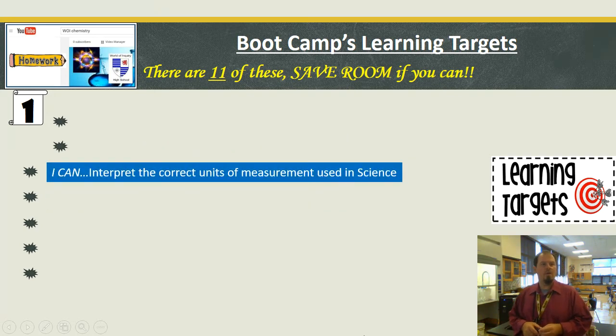Second one, I can describe safe and unsafe laboratory behaviors. That is video 2 or 3. Interpret the correct units of measure. We're getting into video 4. By now, you're going to be pretty good at logging in and writing these things down and how you do it. Okay.